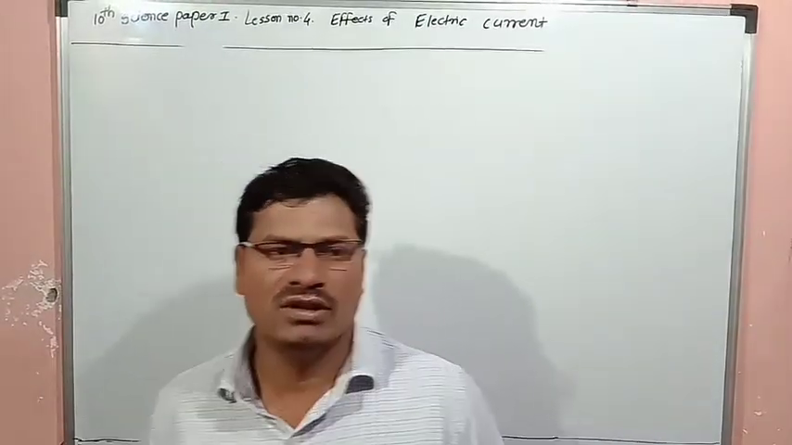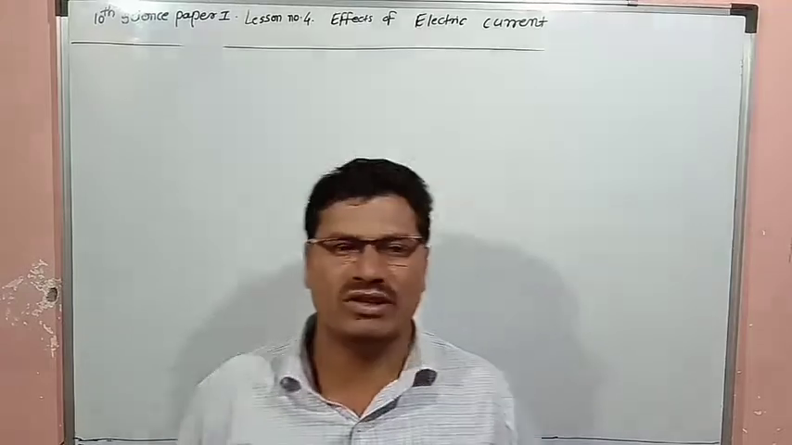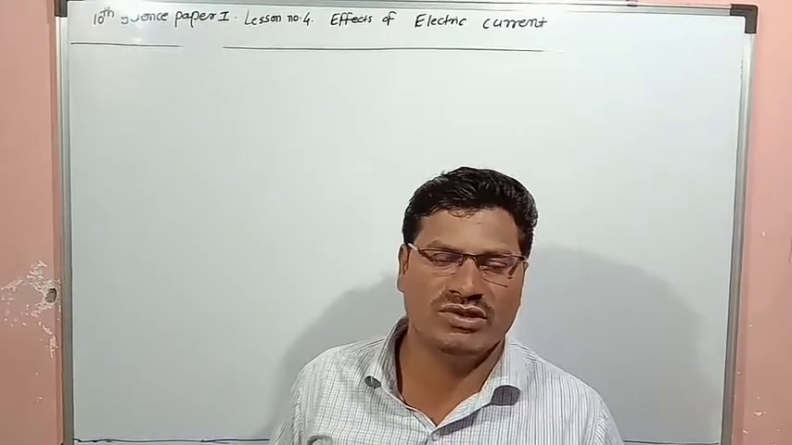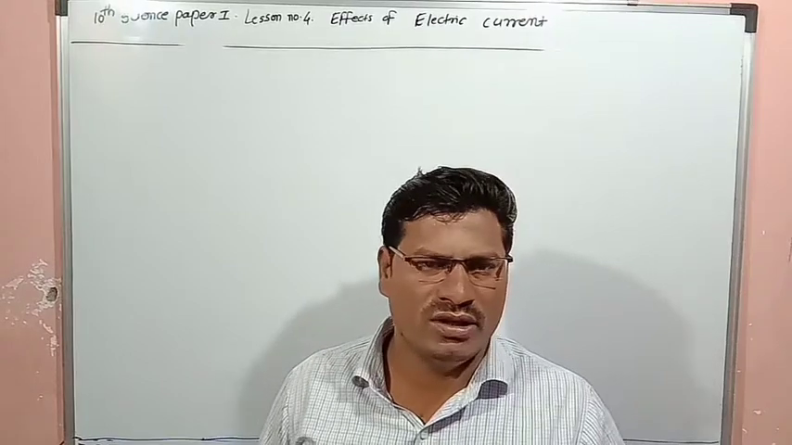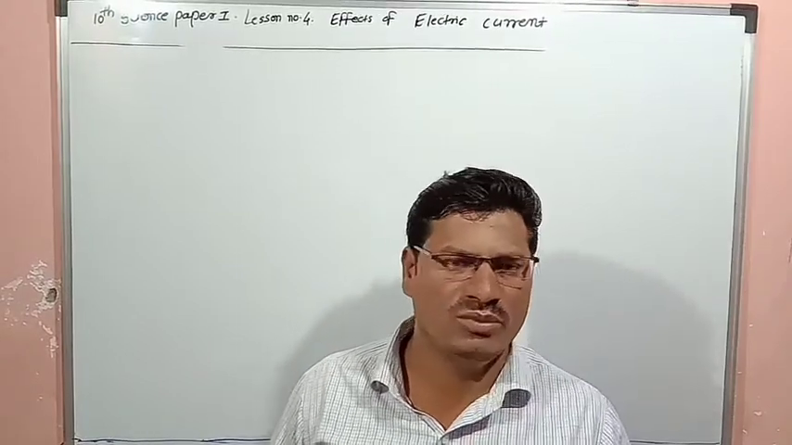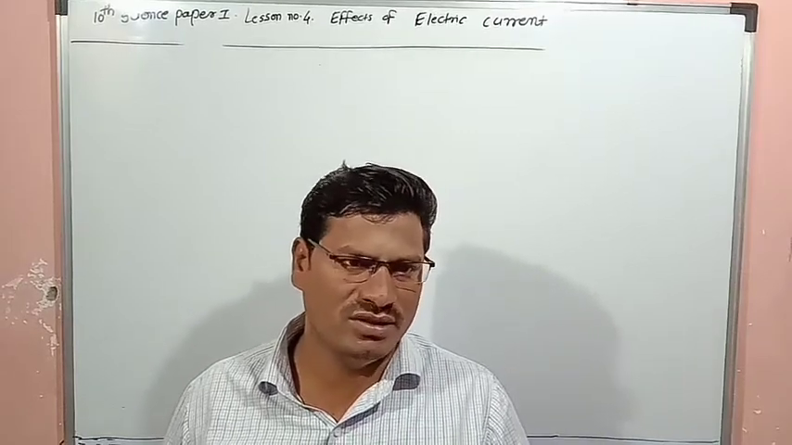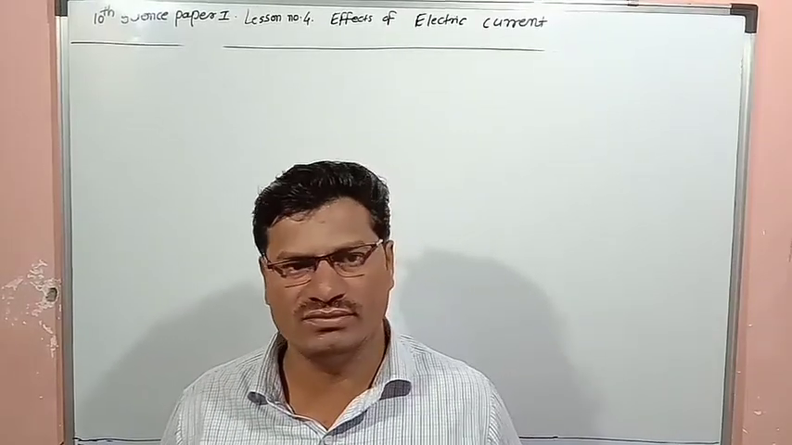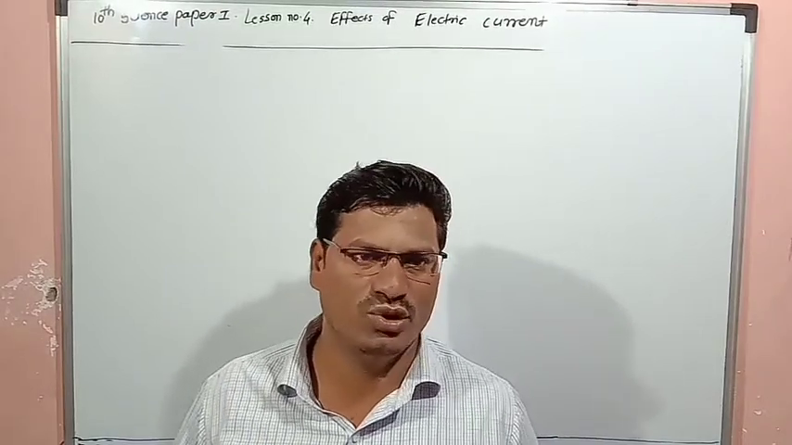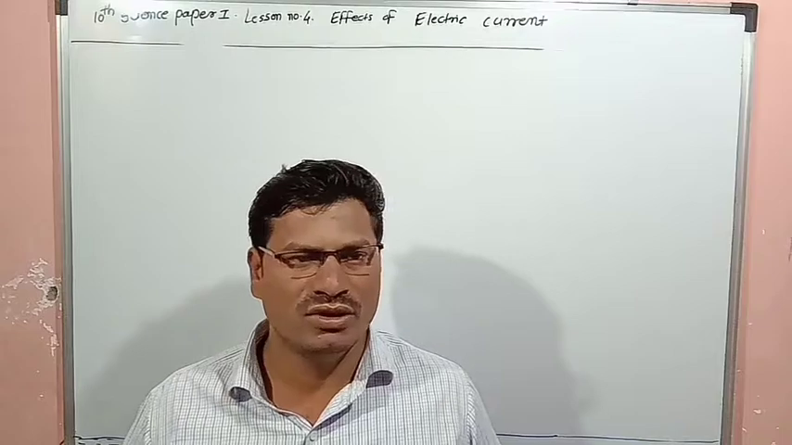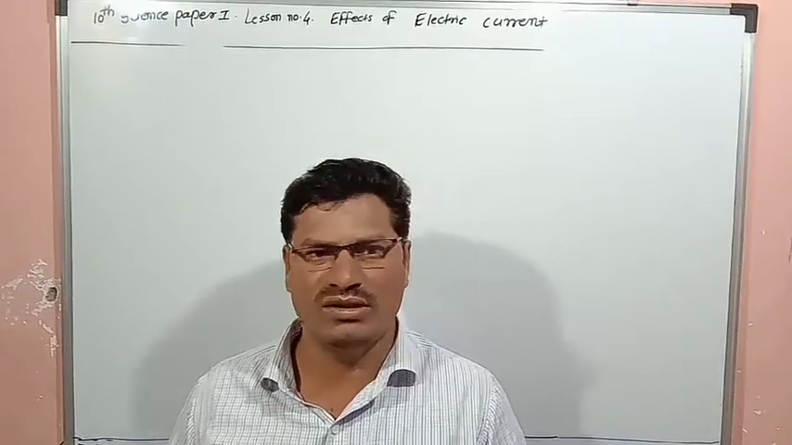Hello students, we are learning lesson number 4, effects of electric current. Before this we have studied when electric current is passing through a resistor, and that resistor is producing heat, and for that we have studied Joule's law of heating. In that, H is equal to I square RT, we have obtained that equation.